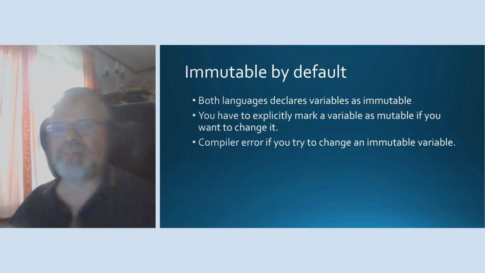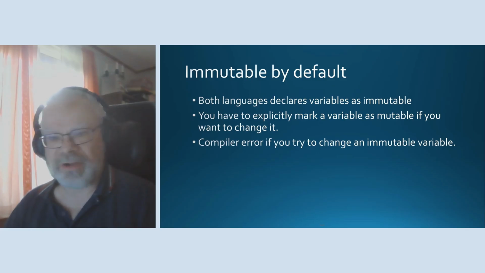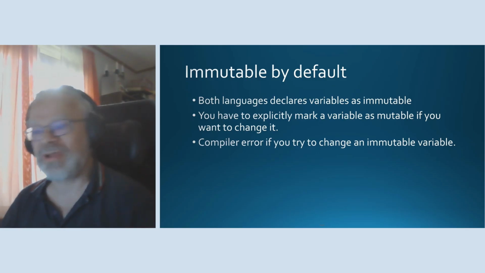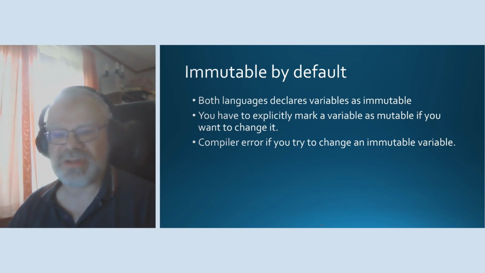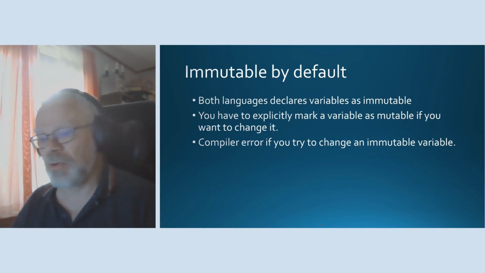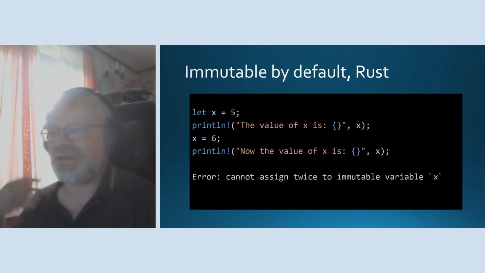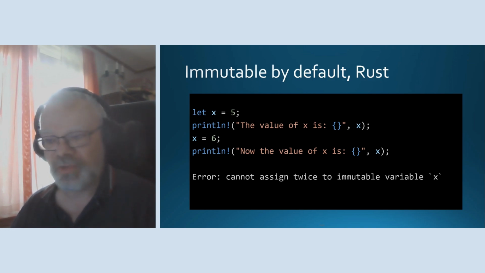Right? Both languages have immutable by default. So you declare a variable and you cannot change it. You have to explicitly mark the variable as mutable if you want to change it. The compiler will tell you if you try to change something that you cannot. An example of this in Rust: we can declare x as 5. We can print it. And then we try to set x to 6. We will get a compiler error saying you cannot assign twice to immutable variable x. So you can't do that.